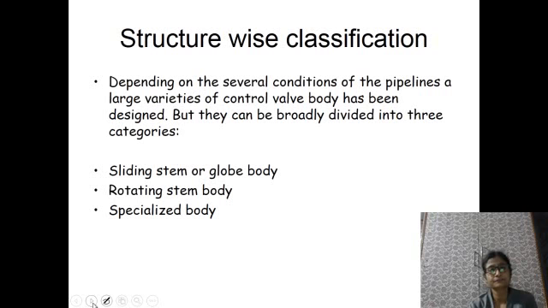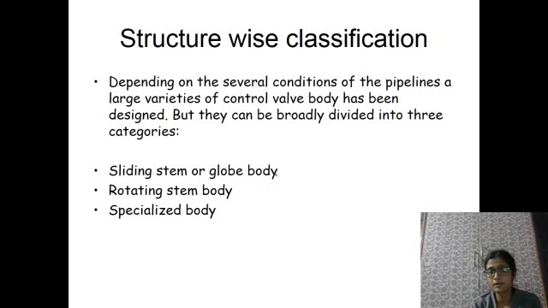Next is structure wise classification. Depending on several conditions of the pipelines, a large variety of control valve bodies have been designed. All these designs depend on the requirement. For several conditions of pipelines, the control valve body has been designed with different structures. So they can be classified broadly as sliding stem or globe body. That is the most commonly available type of control valve.